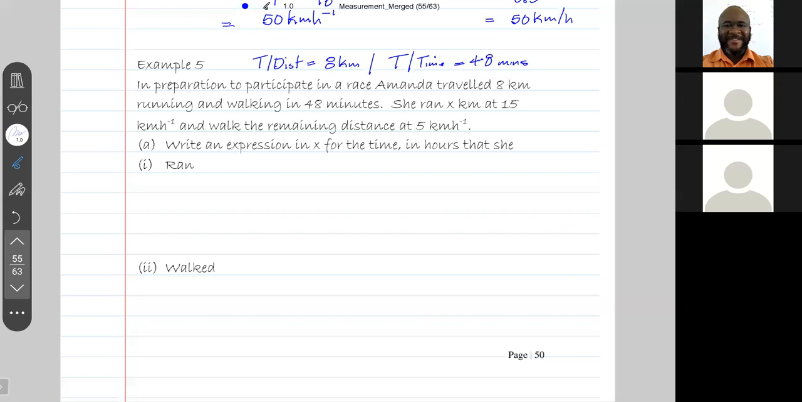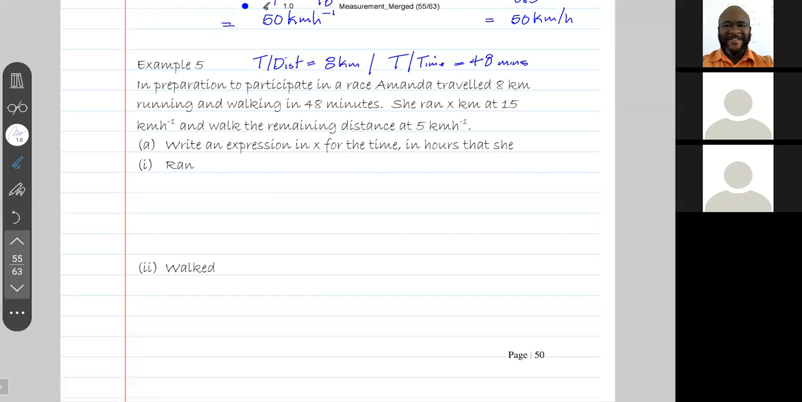Now, she ran X kilometers at 15 kilometers per hour. So she ran X out of the 8 kilometers and walked the remaining distance at 5 kilometers per hour. Write an expression in X for the time in hours that she ran.